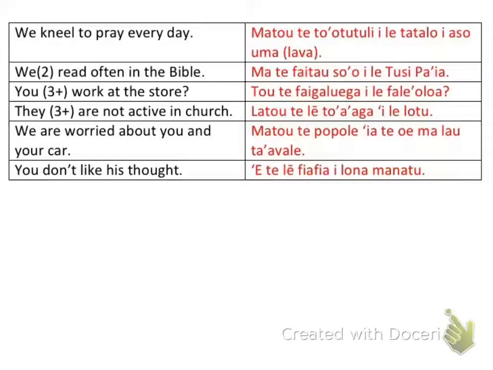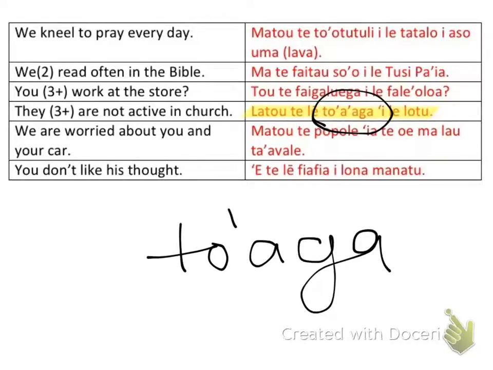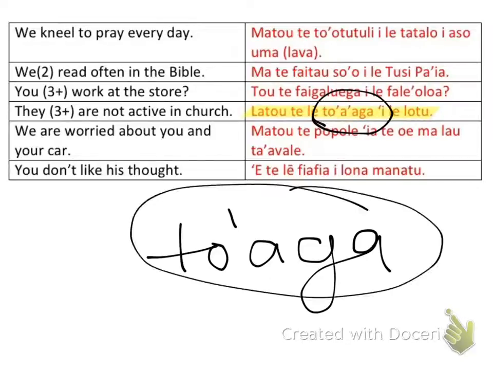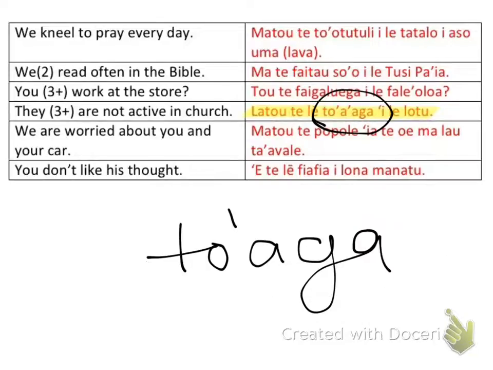So they 3+ are not active in church, okay? So this would be lato te le toa anga I le lotu, and again, this verb right here, if you're just saying it's in the singular version of it, would just be toanga. You don't have the toa anga, okay? So if you said this verb, I would be extremely impressed, and you would be understandable, okay?